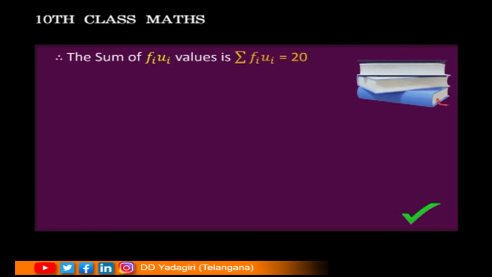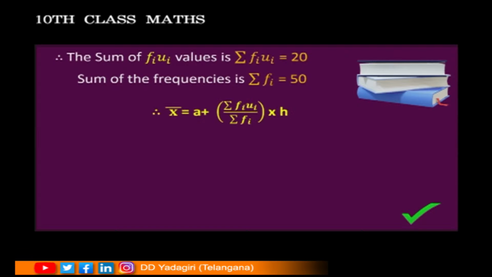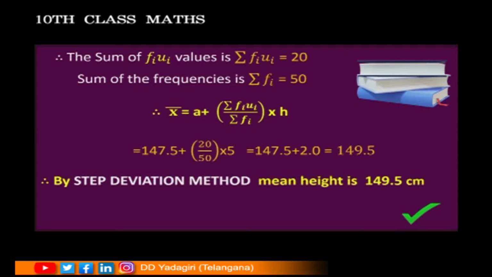Now what you observed: the sum of the fi ui values, sigma fi ui, is 20, and the sum of the frequencies, sigma fi, is 50. So x bar is equal to a plus sigma fi ui by sigma fi, into h. You have taken the value of a as 147.5, the value of h as 5, sigma fi ui is 20 and sigma fi is 50. So apply the values here. 147.5 plus 20 by 50 into 5, which is 147.5 plus 2, which is 149.5. Therefore, by the step deviation method, the mean height is 149.5.